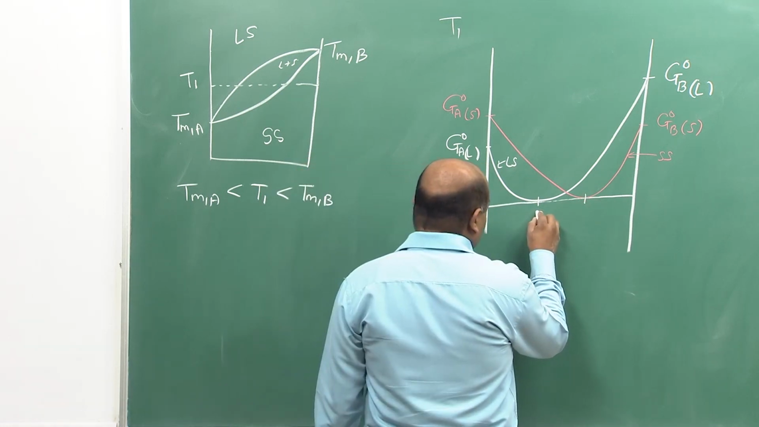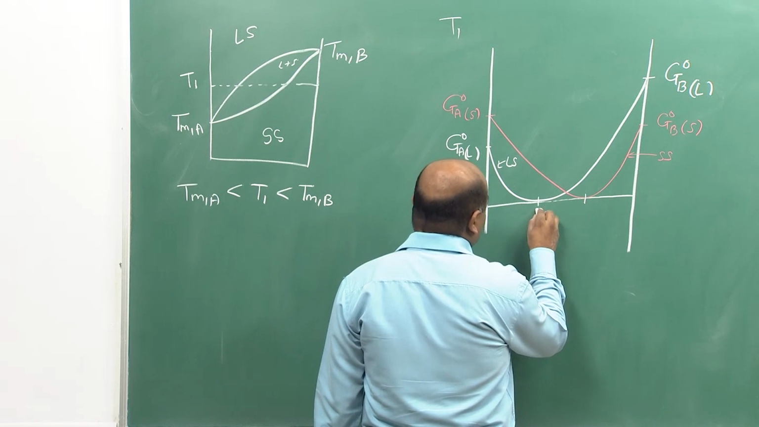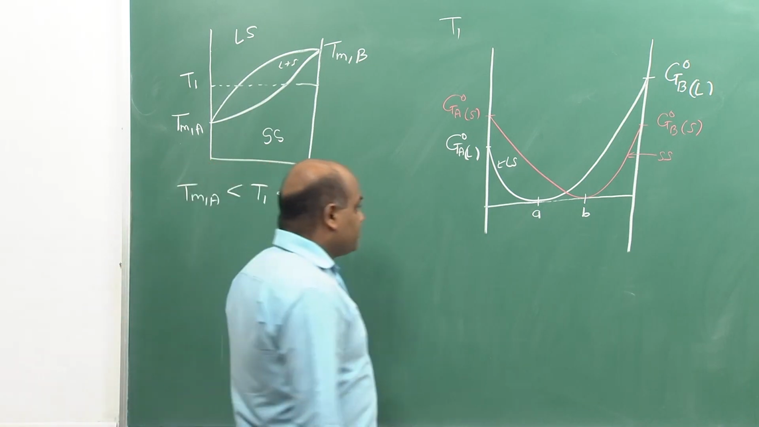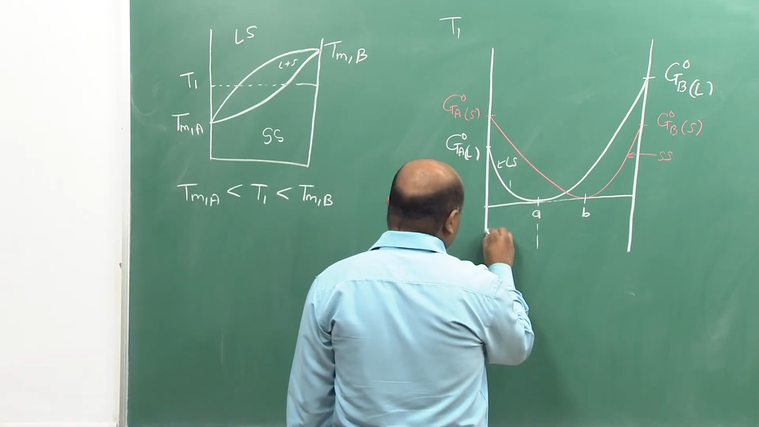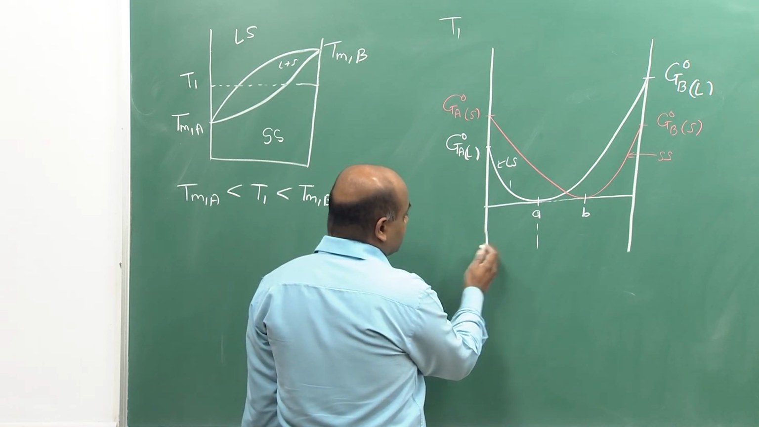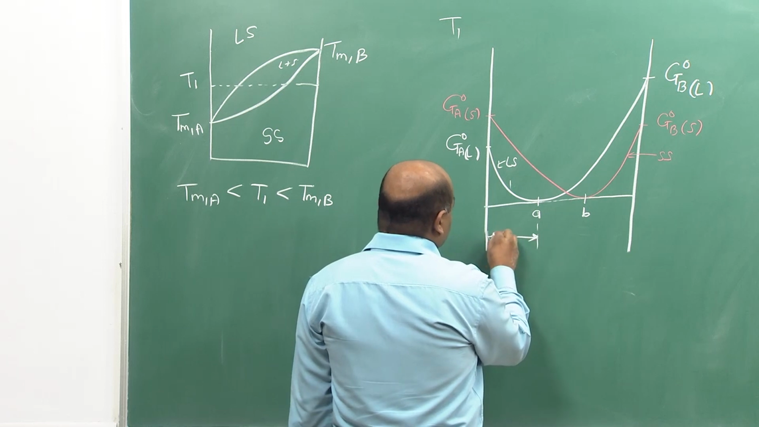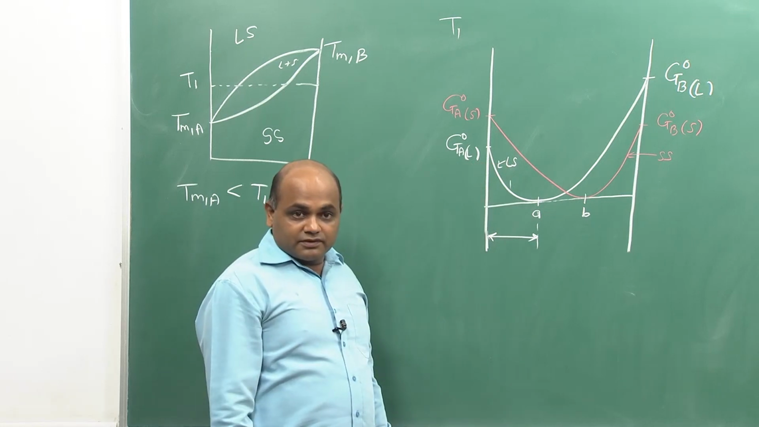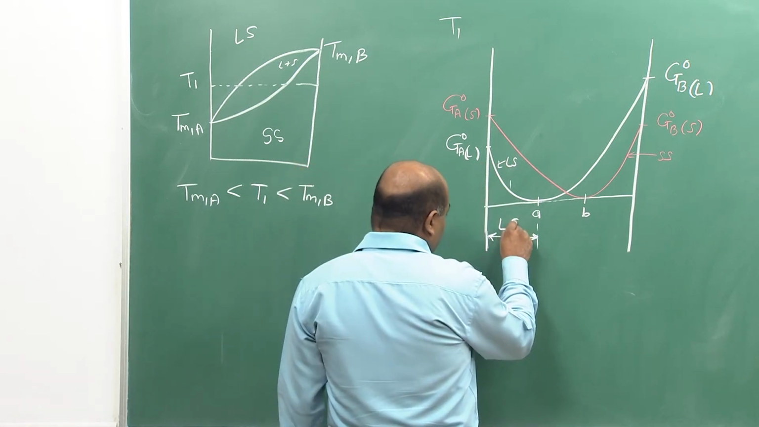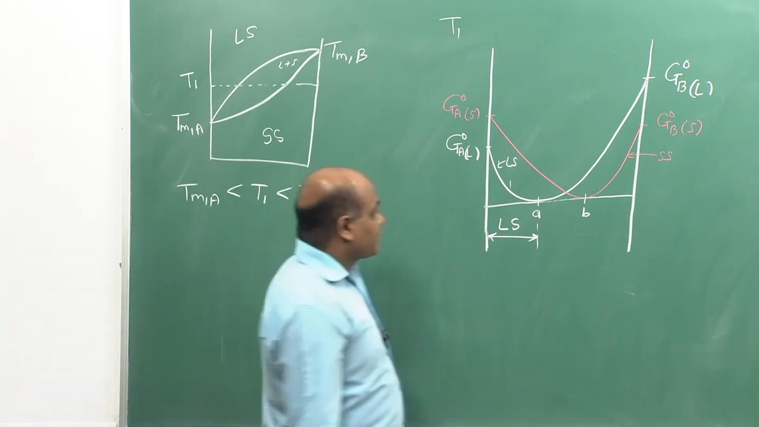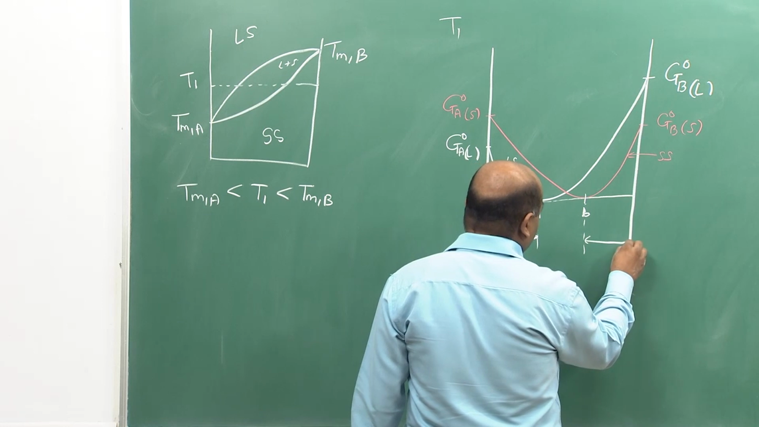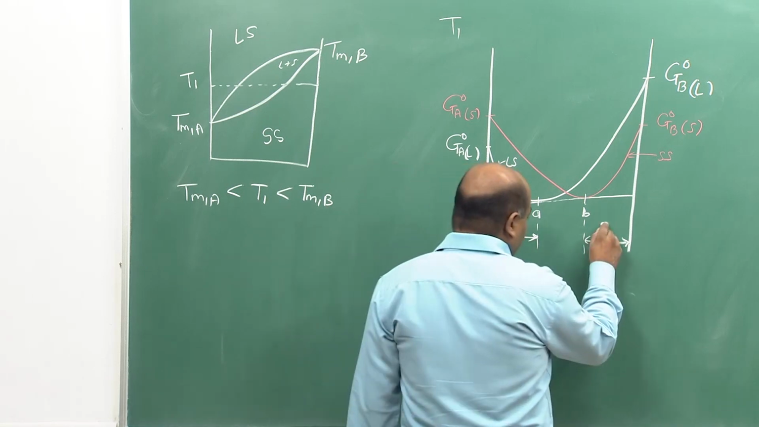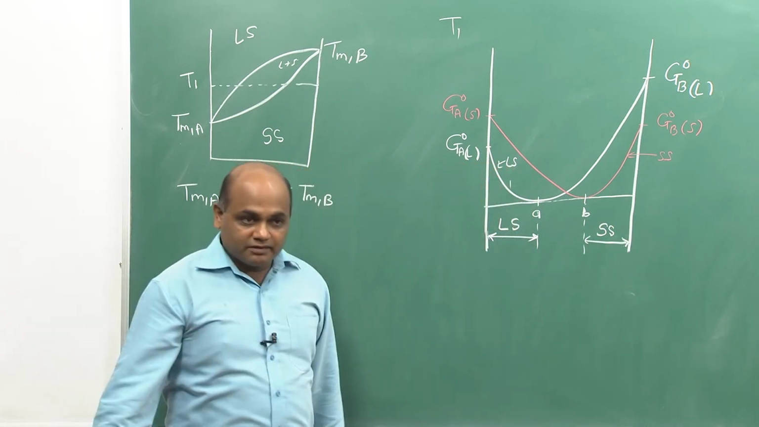Let us mark the touching points of the common tangent to liquid solution and solid solution as A and B. So, up to A we can see that if we vary the composition from xB equal to 0 up to A, liquid solution has lower Gibbs free energy than solid solution, right. So, liquid solution will be stable. Beyond composition B up to xB equal to 1, we see that solid solution has lower Gibbs free energy than liquid, and so solid solution is stable.